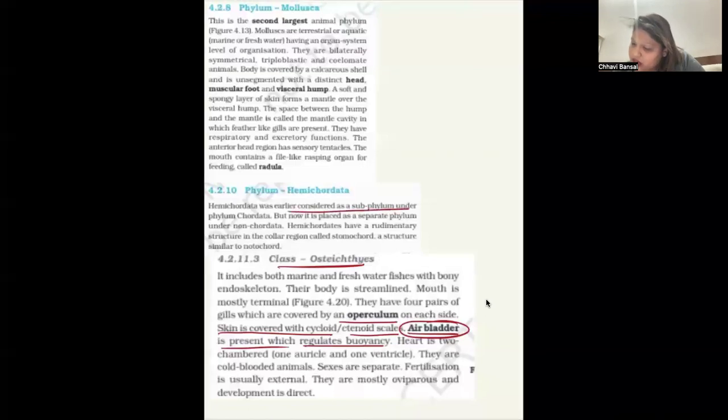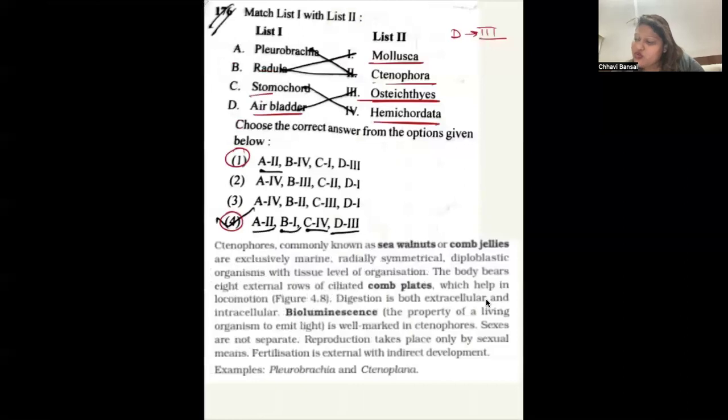Hemichordata is a separate phylum. Hemichordates have a rudimentary structure called stomochord, a structure similar to notochord. Hemichordates are not part of chordates because they do not have a notochord, but they have a rudimentary structure called stomochord, which is similar in structure to the notochord. So stomochord is an option for Hemichordata. Means for C, option 4 is there. So that means our correct option is option 3, but we can further see.